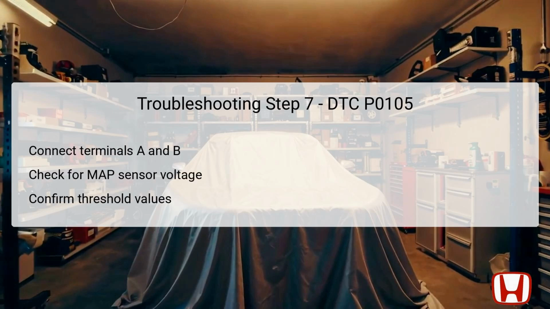In the seventh troubleshooting step, the technician is to reconnect the map sensor with the 3P connector and connect terminals A and B directly utilizing a jumper wire. By doing so, you can simulate conditions to test whether the sensor can reach the required voltage when the vehicle is switched to on mode. The objective here is to verify if the map sensor's output exceeds the threshold of 3.25 volts.